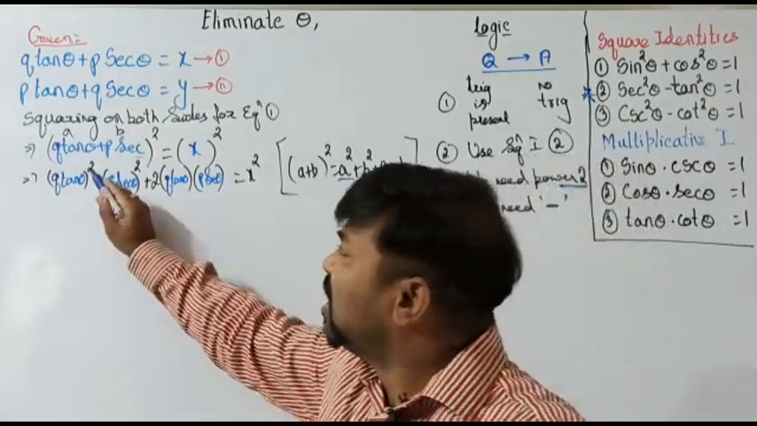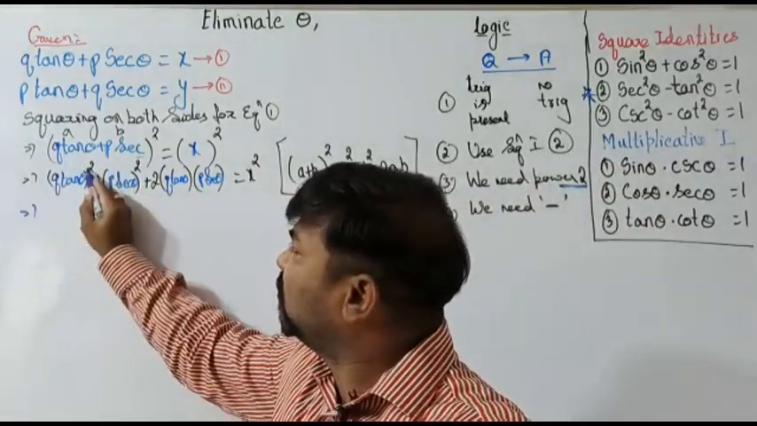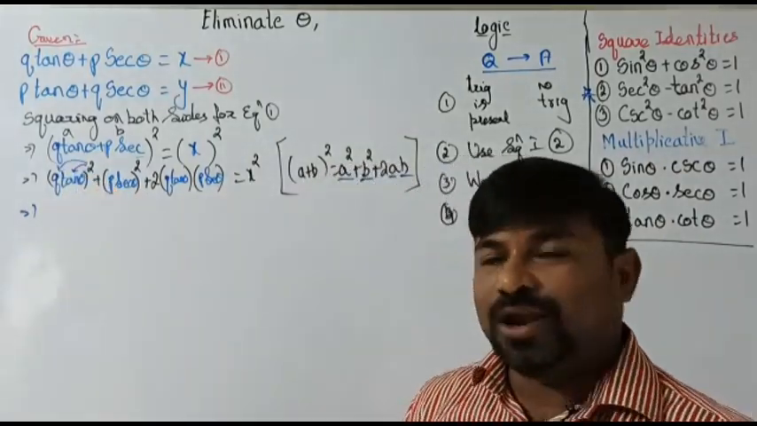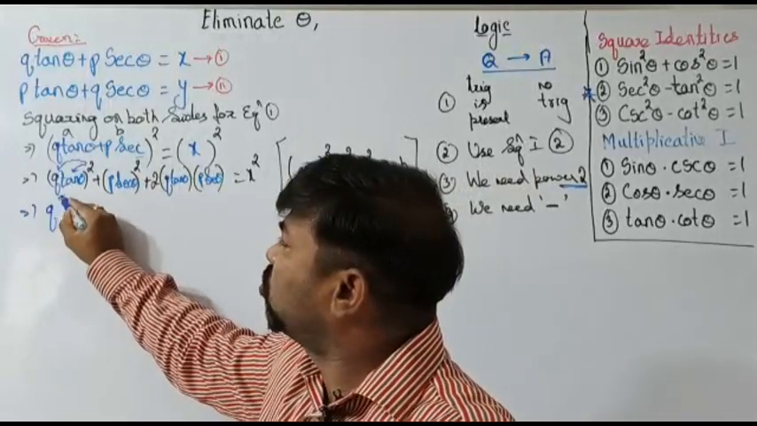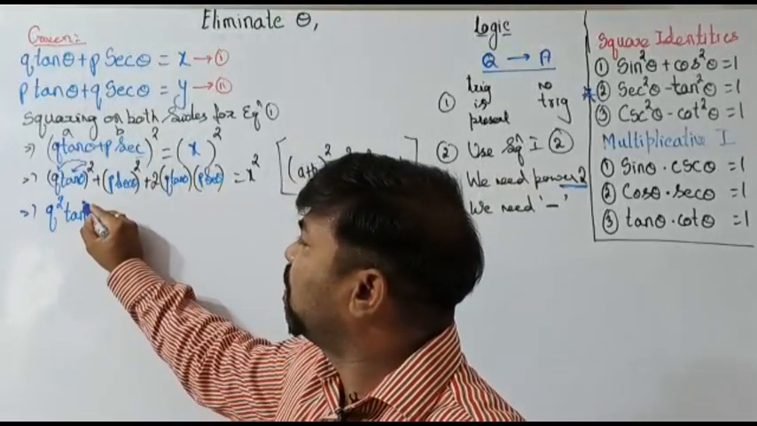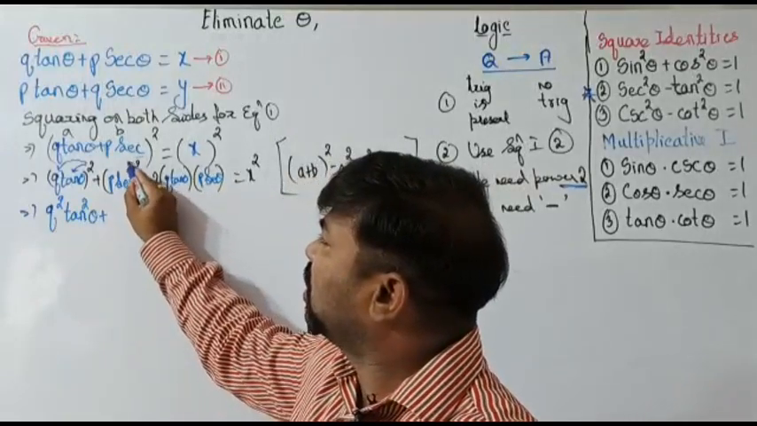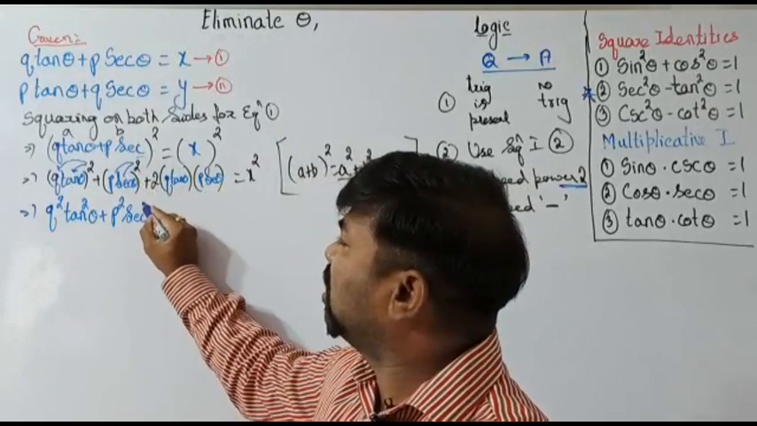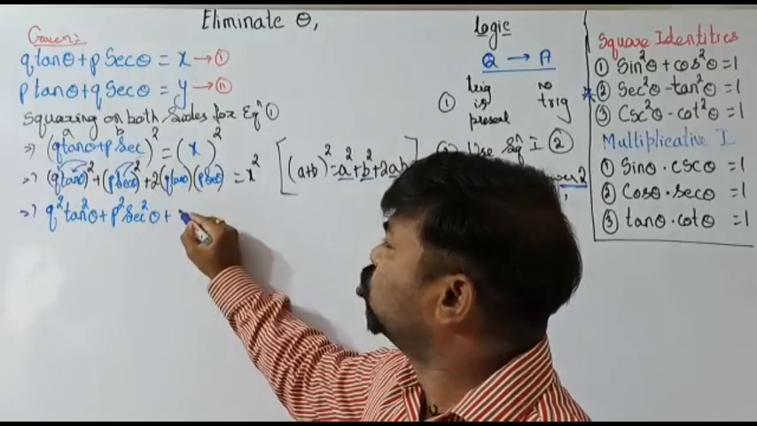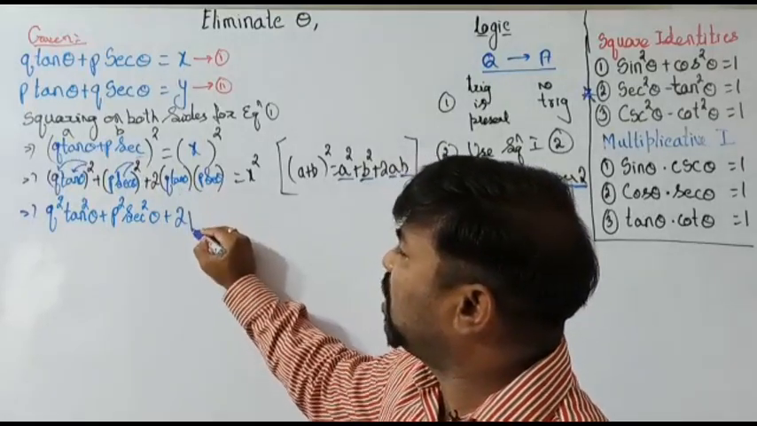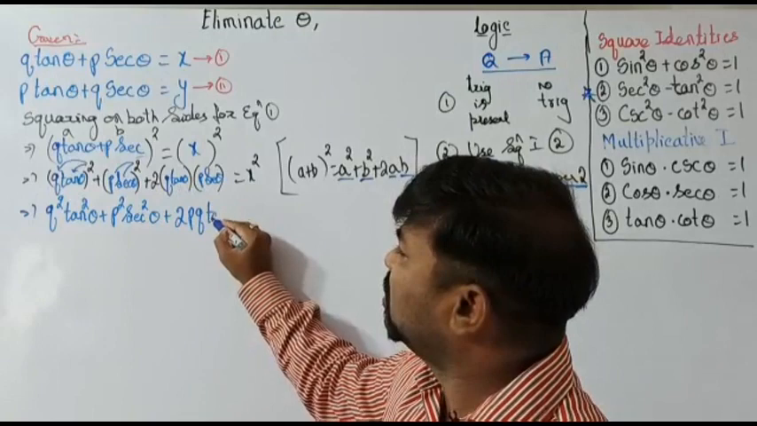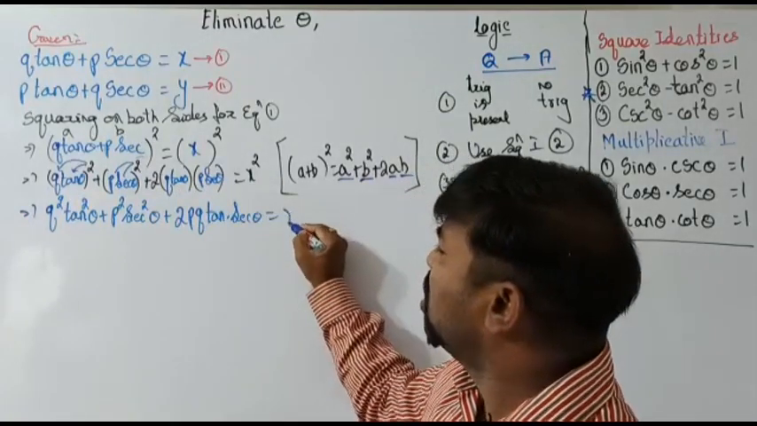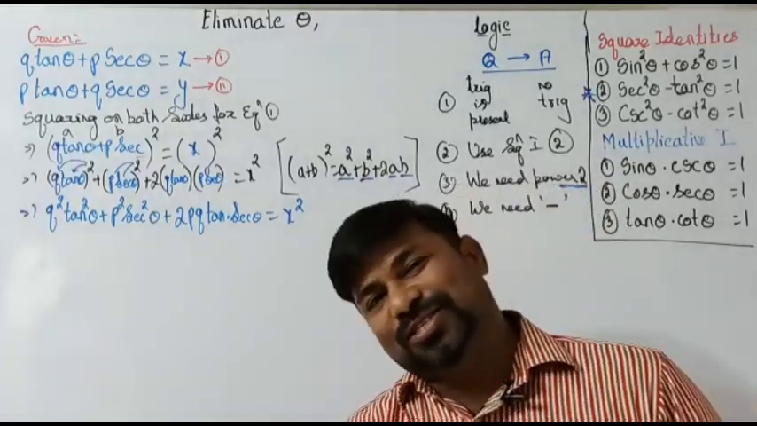Let's simplify. Let's bring that square inside. This square comes to q and this square comes to tan also. Therefore, q square tan square theta plus, again, the square comes to both, p square secant square theta plus, as usual, 2pq tan theta into secant theta is equal to x square. So that's cool.